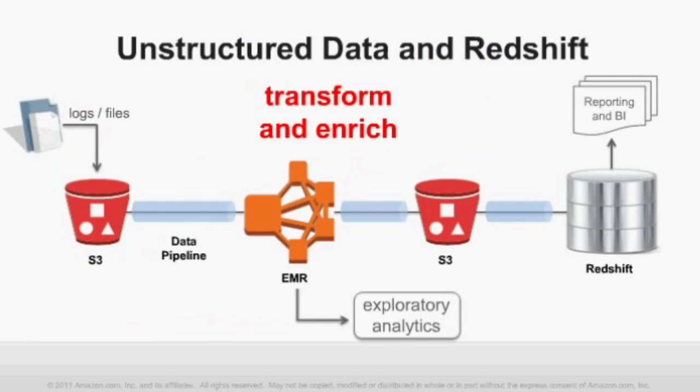For unstructured data, say you're collecting information through web logs or some other logging process, push that information into S3, and you can move that into EMR using a data pipeline. EMR is our Elastic MapReduce implementation. It's a way of running MapReduce or Hadoop within AWS, and you can do your exploratory analytics there. You can look at the data and look for trends or patterns or sentiment analysis or really any algorithm that you like.